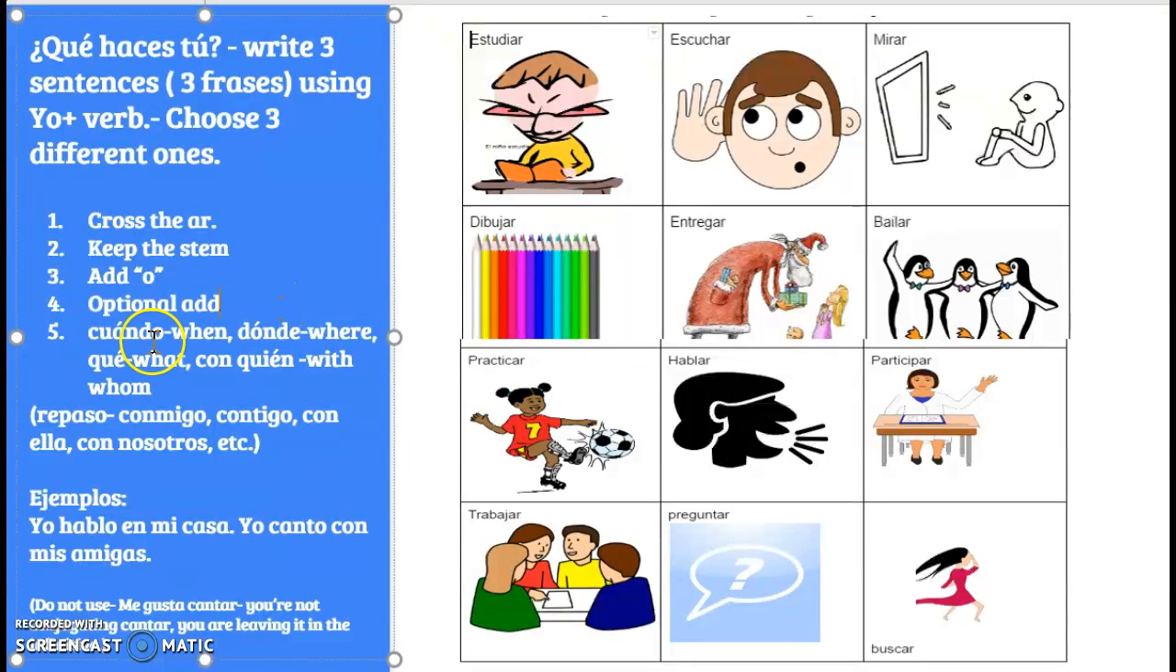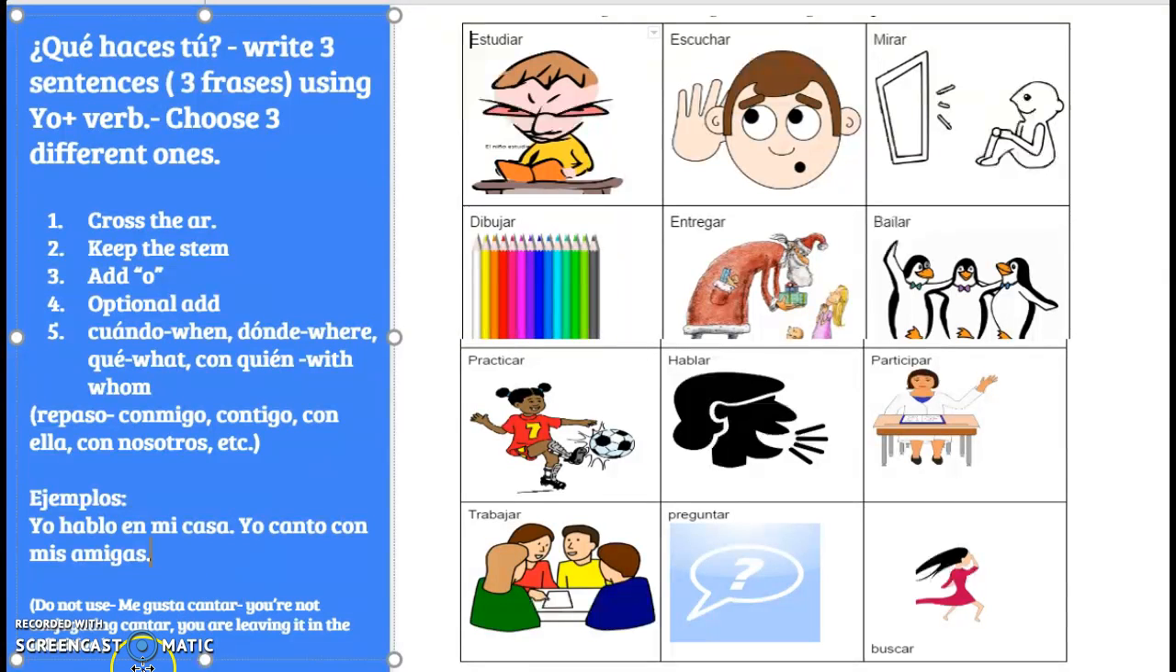Optional, you're going to add cuando, when, donde, where, que, what, or con quién, with whom. Remember that con mi mamá, con mis amigos, or you can say conmigo, with me, contigo, with you, con ella, con nosotros, con mi mamá. So I use, for example, yo hablo, and then I put donde, where, en mi casa. Yo canto, I sing, and then I put con quién, con mis amigas.